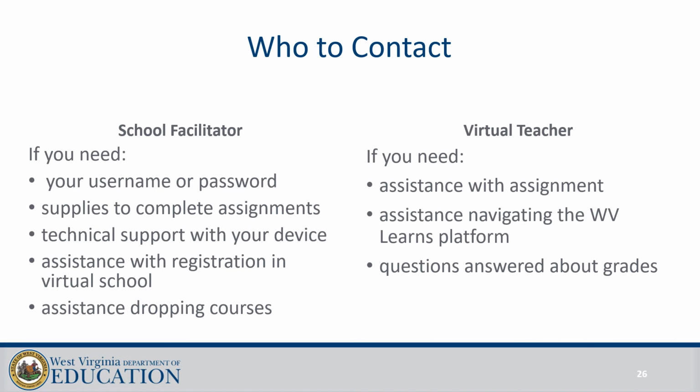And who to contact. This is always a question. If you need help with your username and password, or supplies, or technical support with your devices, or assistance with registration or dropping classes, you need to contact your school facilitator. If you need help with assignments, or navigating in the West Virginia Learns platform, or questions answered about grades, you can contact your instructor. So if you have questions, make sure you contact someone. And if it's not the right person, I'm sure they'll guide you to the right person. We just want to help you in any way we can.